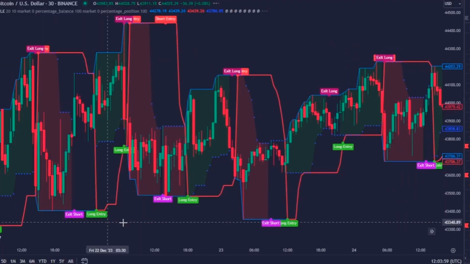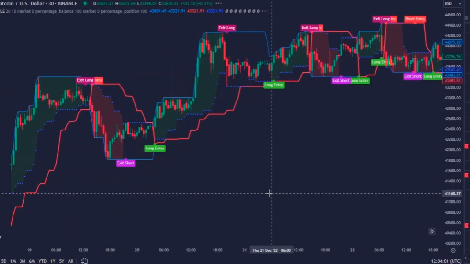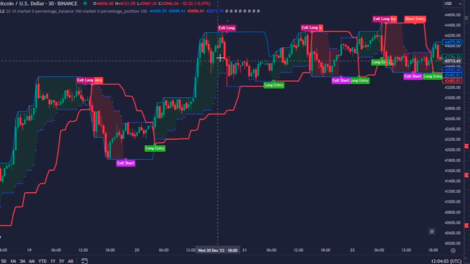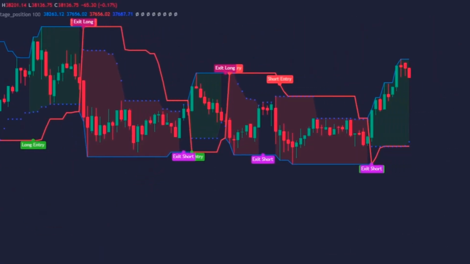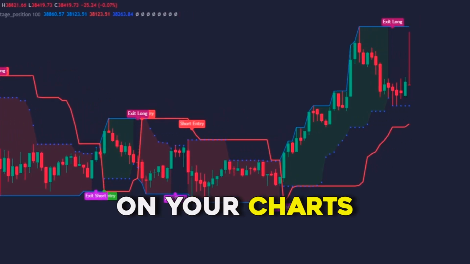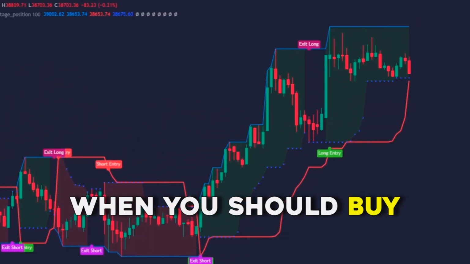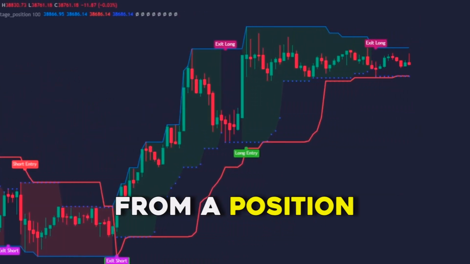This turtle trading system is based on taking a long position during a price breakout and quickly selling on a retracement or price fall, and the opposite is true for short positions. And by using the OKX indicator, you can have on your charts the exact moments when you should buy, sell or exit from a position.